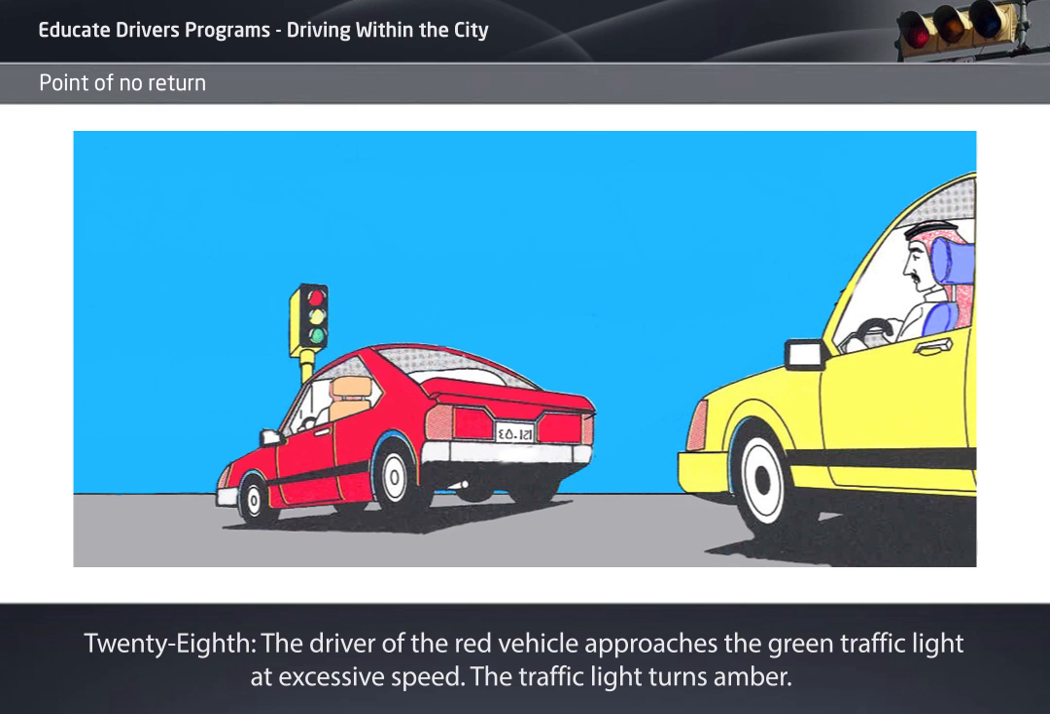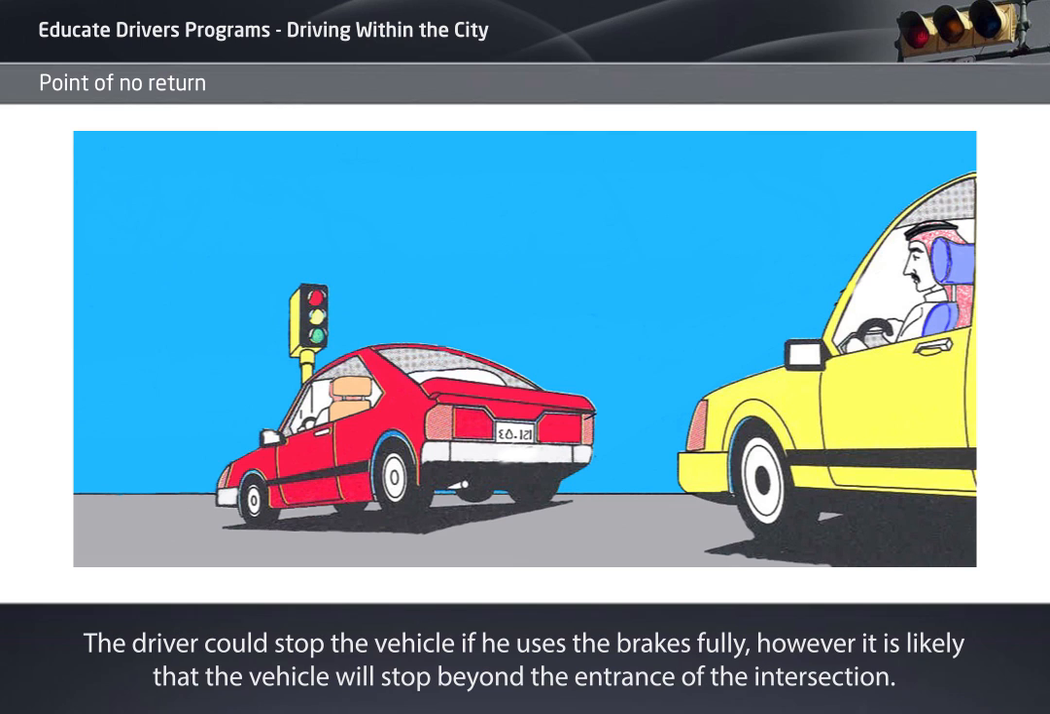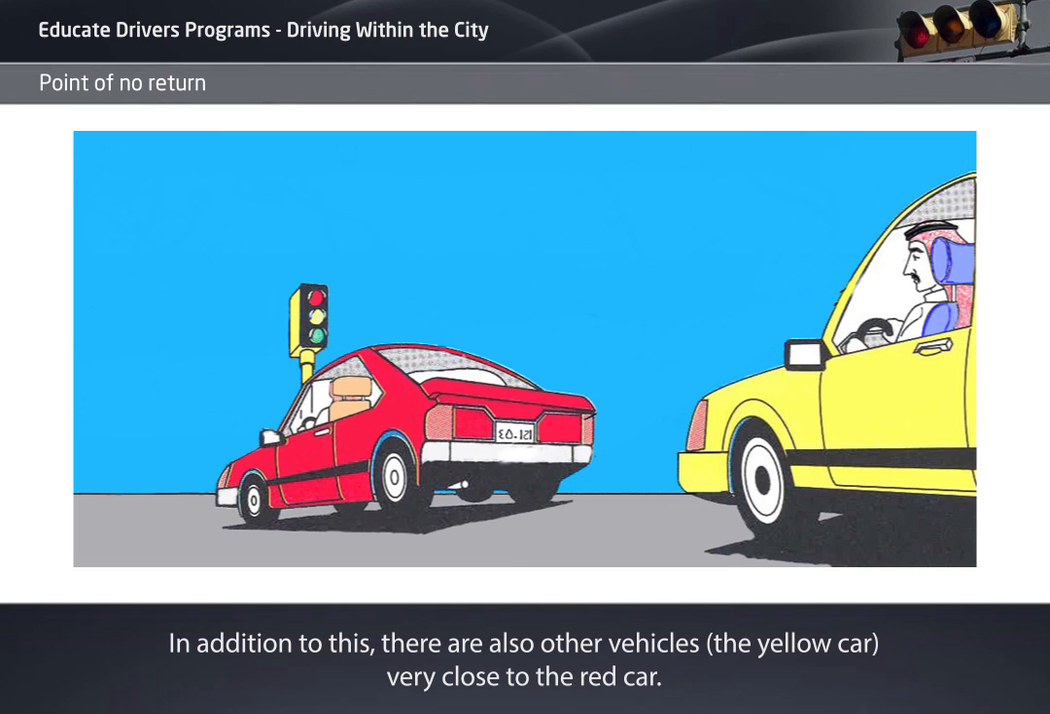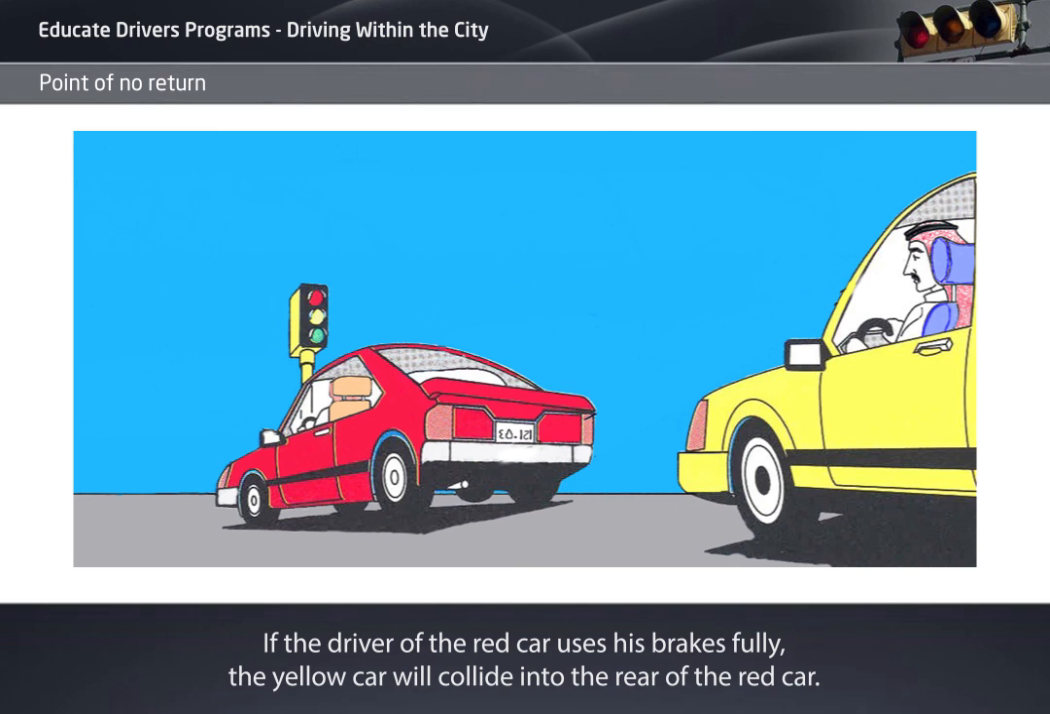28th. The driver of the red vehicle approaches the green traffic light at excessive speed. The traffic light turns amber. The driver could stop the vehicle if he uses the brakes fully. However, it is likely that the vehicle will stop beyond the entrance of the intersection. In addition to this, there is another vehicle, the yellow car, very close to the red car. If the driver of the red car uses his brakes fully, the yellow car will collide into the rear of the red car.